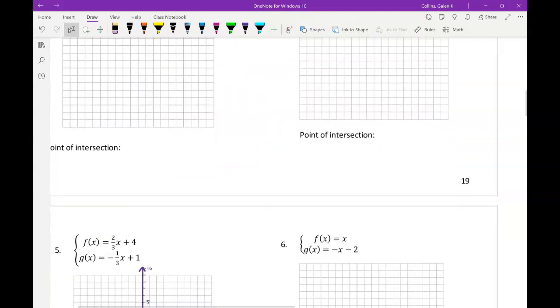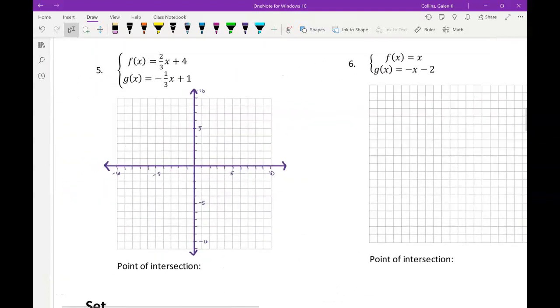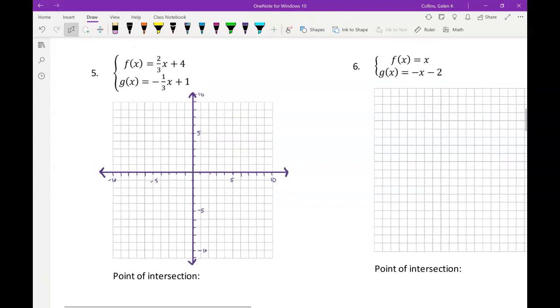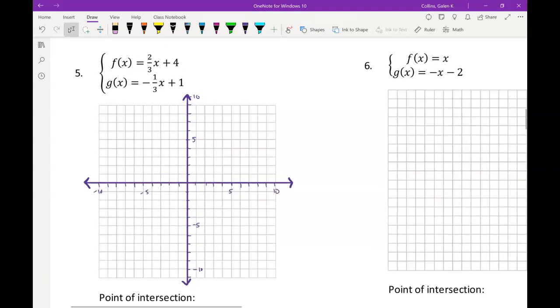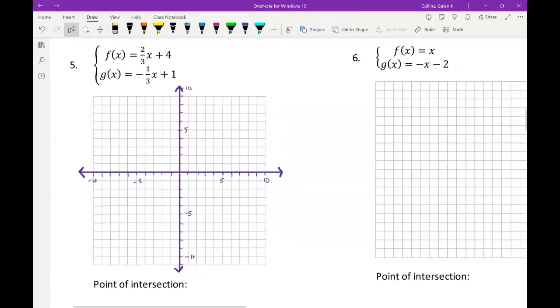All right, I said I was also going to do number 5 in the video. And so this one, I see that my slopes are written as fractions, and nothing against decimals, but when you are graphing, it's easier to work with a fraction than a decimal as far as slope goes. All right, so these are still in the form y equals mx plus b. So my y-intercept for f, my b value, is 4. So my y-intercept is at the ordered pair (0, 4), and my slope is 2/3.